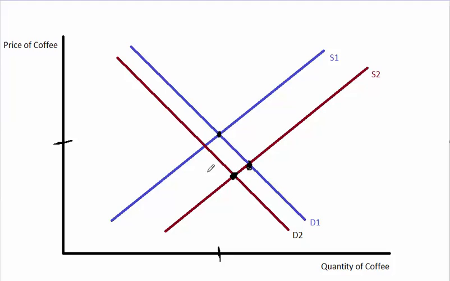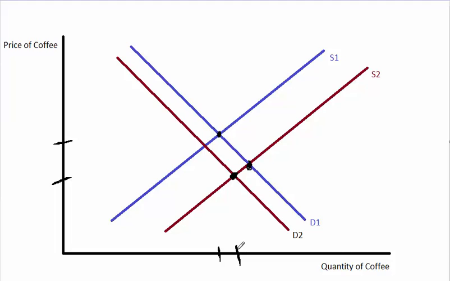So now you can see that the price of coffee again decreased, and we can see that the quantity of coffee increased. So as you can see, when supply increases and demand decreases, the price of coffee is going to decrease, and the quantity of coffee is going to increase.